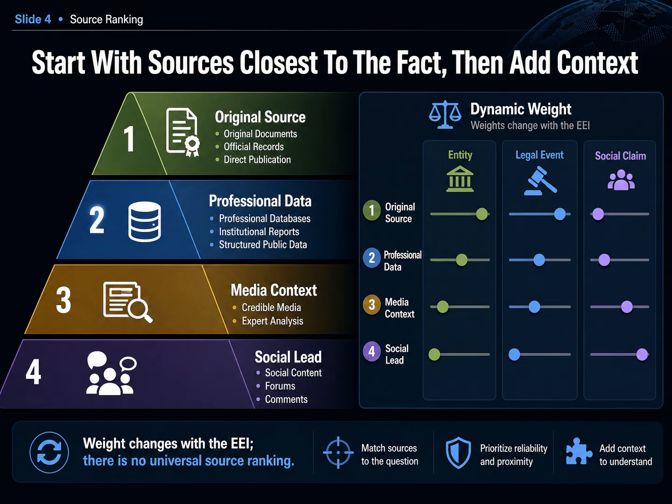The EEI changes the weight. To verify what a social post originally claimed, the post itself is a key source. To confirm an administrative penalty, the regulator's decision usually matters more. Ranking always returns to the question.